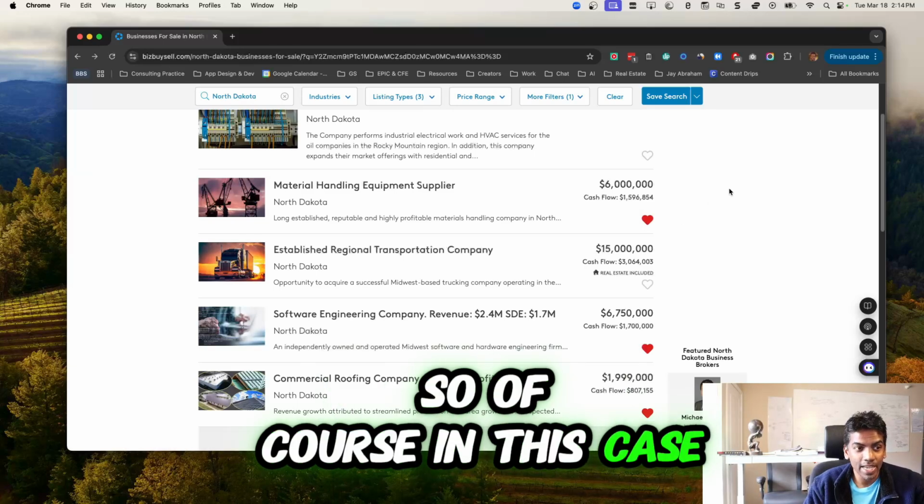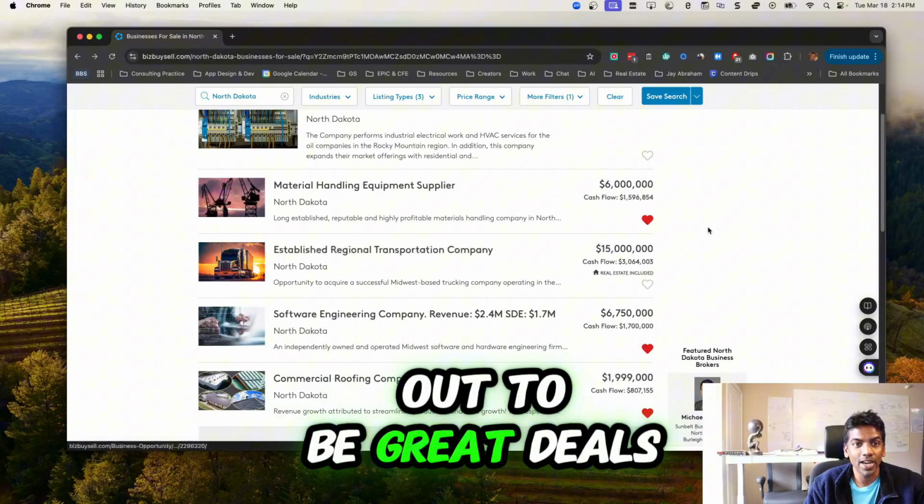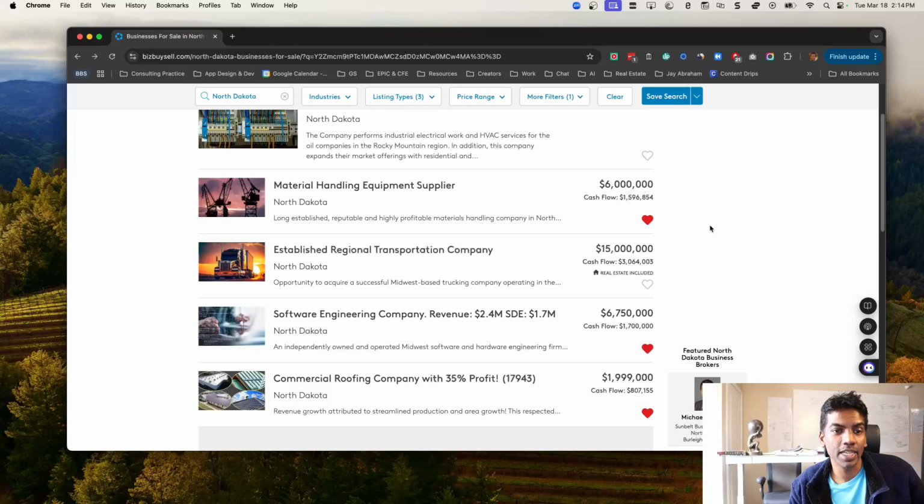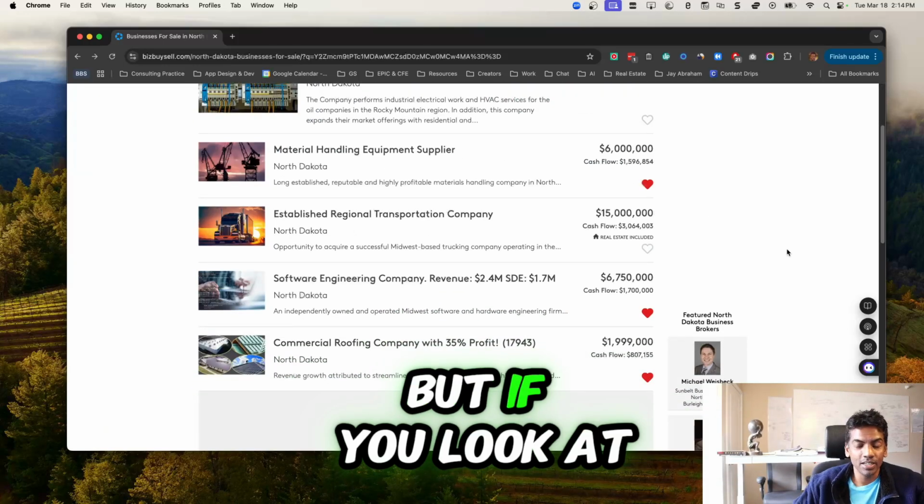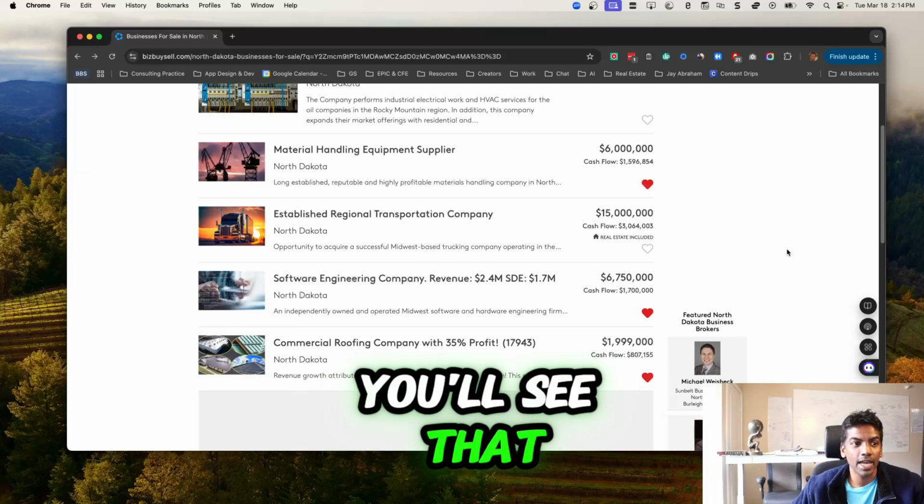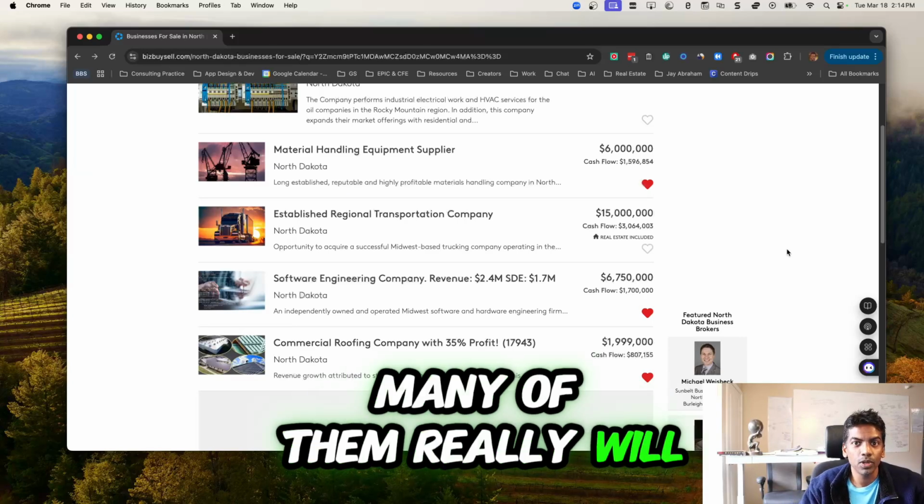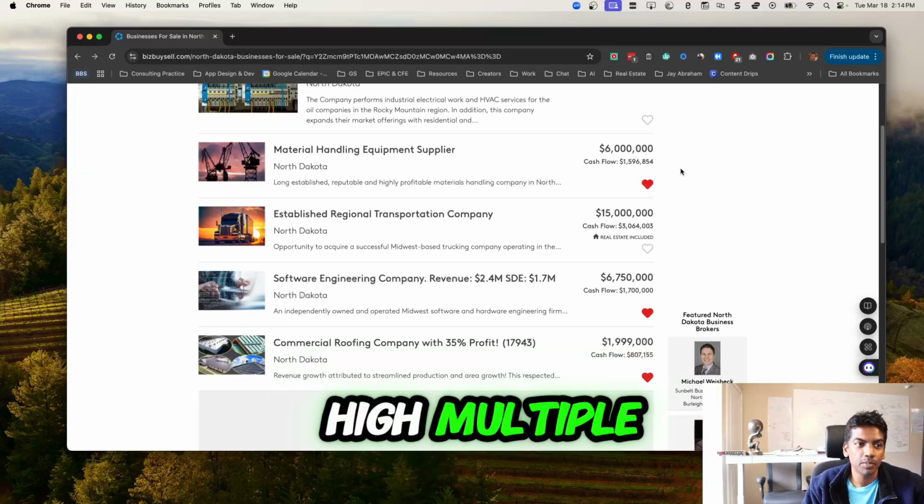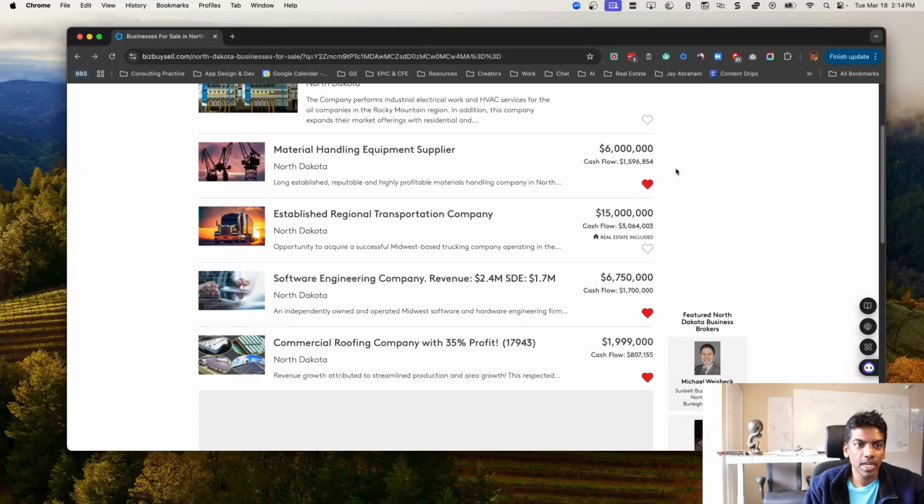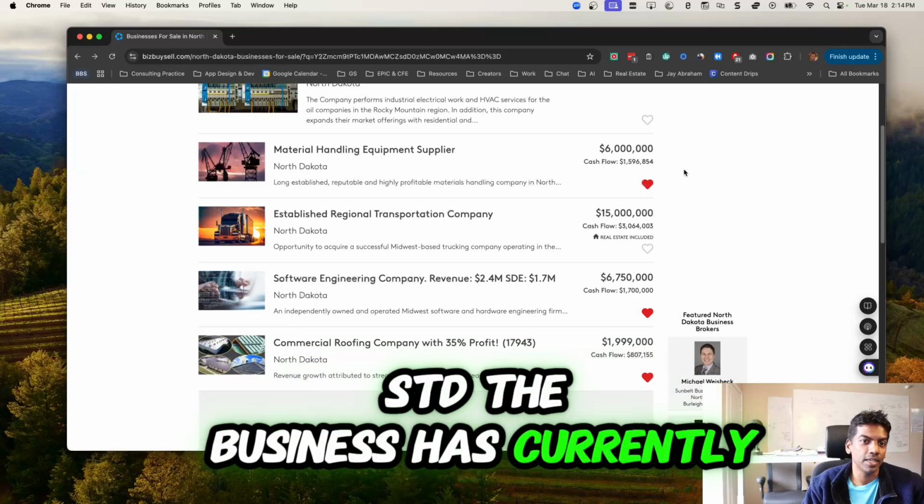Of course, in this case, all of these are turning out to be great deals, but that's not going to be the case. I guess North Dakota has good deals, but if you look at other places, you'll see that many of them really will not fit your criteria because they're asking for a very high multiple based on how much SDE the business has currently.